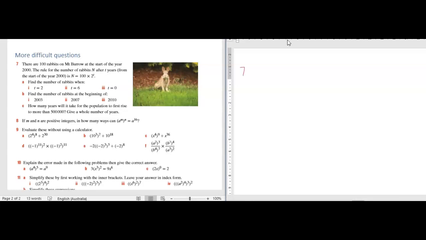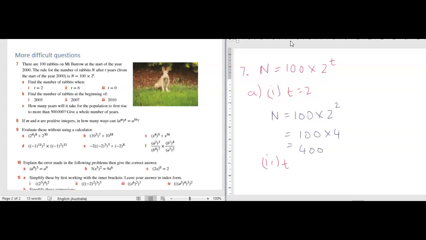So we're looking at question 7 first. Now I'm going to write the equation. n equals 100 times 2 to the power of t. So part 1, we're looking at t equals 2. It's just a straight substitution. n equals 100 times 2 to the power of 2. 2 to the power of 2 is just 2 squared, which is 4, so you've got 400.